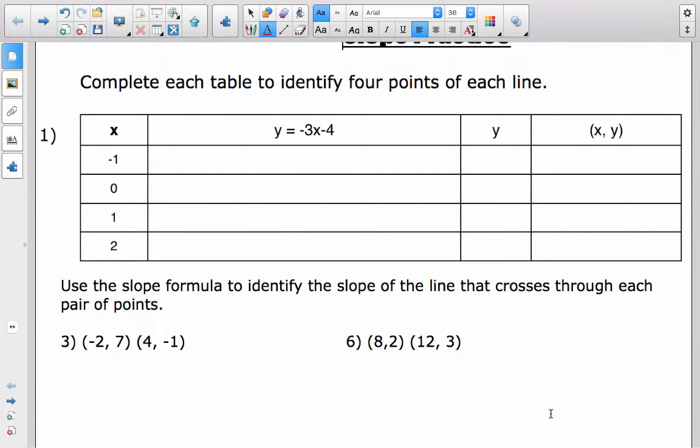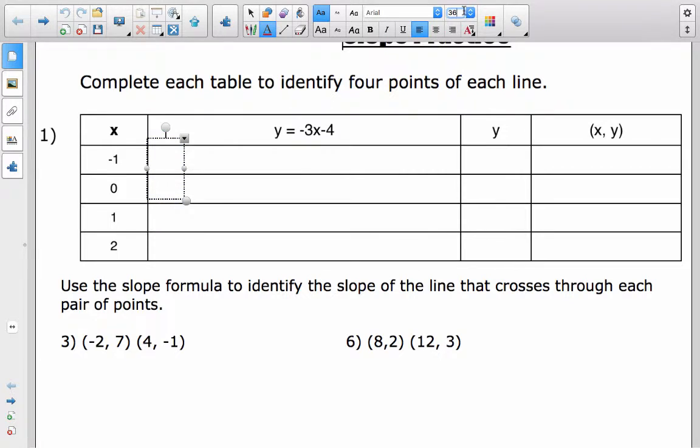Hey guys, today you're going to be working on an assignment that practices everything you've learned about slope in the last week. So I thought it would be helpful to do one example together of each type of question so you know what I'm looking for. So take a look at your worksheet, find number 1.